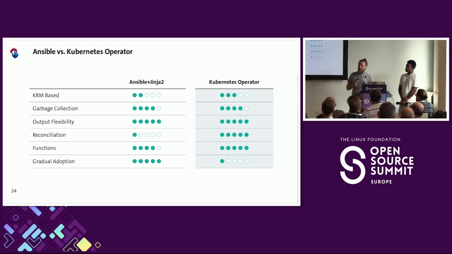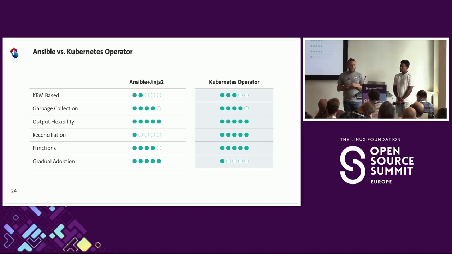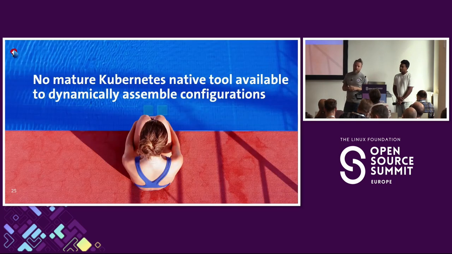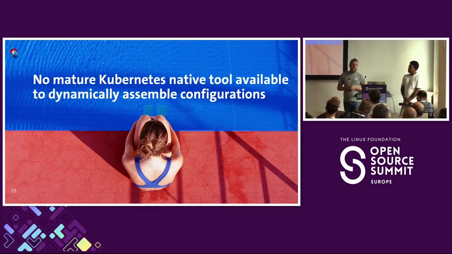We've also looked at other tools like KPT, Crossplane, Helm. Helm also has some dynamic functionality, right? Or Kform, the newest kid on the block, I would say. But in the end, all of these tools have similar issues, if not the same. So the bottom line for us after digging into this topic is that there is really no mature Kubernetes native tool available to actually assemble these configs dynamically.